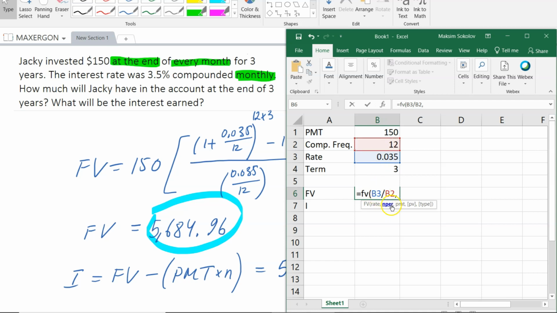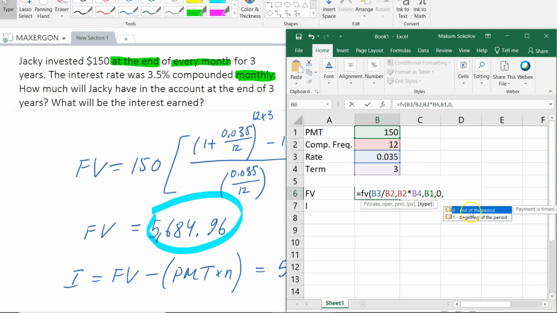Then comes number of periods, which means total number of periods in this annuity. To find it, we'll take B2 and we'll multiply that by the term, which is in B4. Thus, we'll find total number of periods. Payment here is in B1. Then comes present value. In this annuity, there is no present value, which means that we do not invest any money in this annuity in the beginning. We only have periodic payments. Therefore, present value is 0.